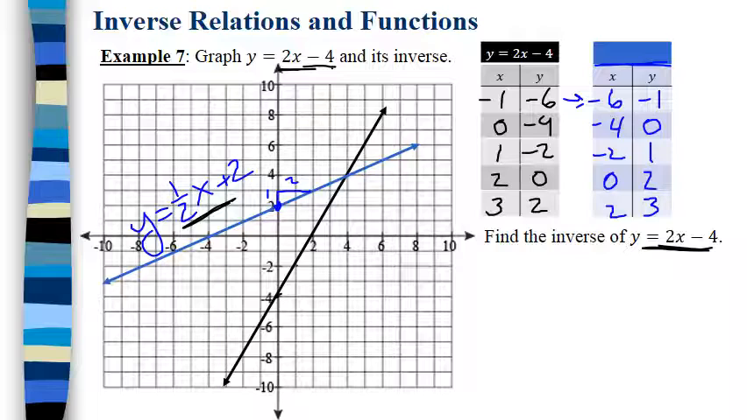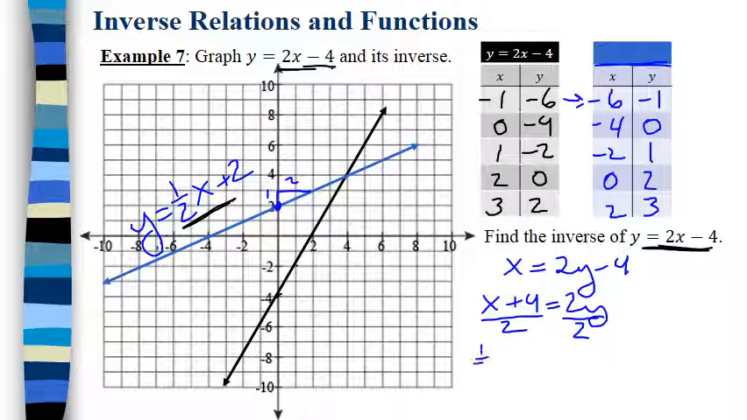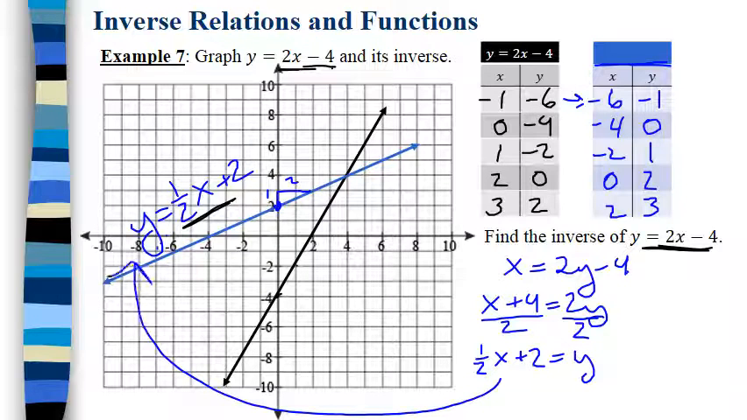Well, by the definition of inverse, we are switching the input and output values. So what would happen if I switched the x and y? So if x equals 2y minus 4, can I rewrite this equation so it matches this equation? Well, this equation has been solved for y, so let's do that. If we add 4 to both sides, we have x plus 4 equals 2y. And if we divide by 2 on both sides, then we end up with 1/2 x plus 2 equals y. And indeed, that matches the equation for the line that we drew from the points that we switched around.